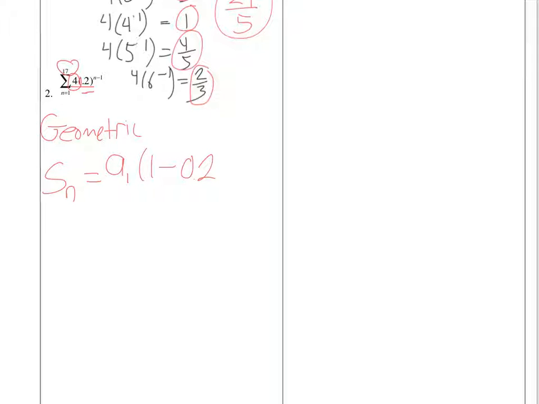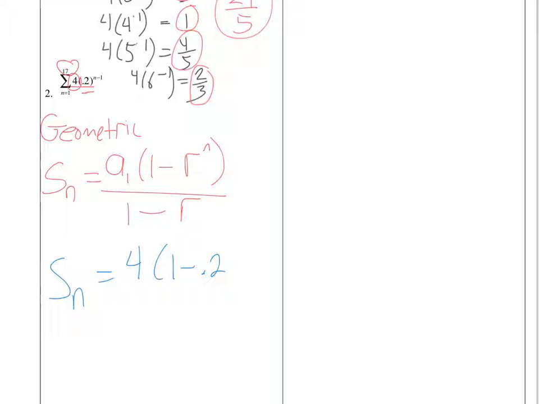I don't know why I started to do this in half notation, so I'm going to erase that and just write this as a formula first. And then we're going to divide that by 1 minus the common ratio. So in this case, we've got first term 4, 1 minus 0.2 to the 17th power, over 1 minus 0.2.